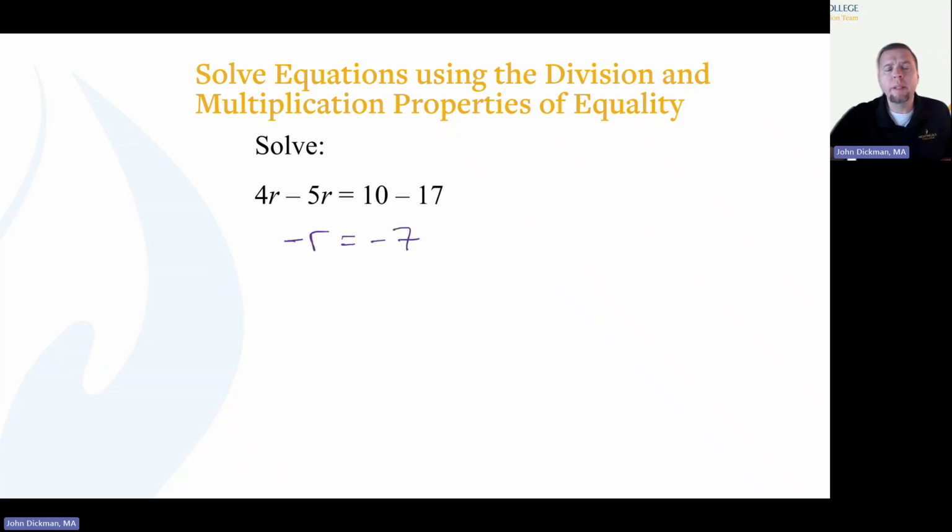Now r is not completely by itself here, so we want to make sure that we are getting r totally by itself. So there's a negative 1 in front of r. So that's being multiplied by r. So we want to divide by -1. So r is going to equal 7.